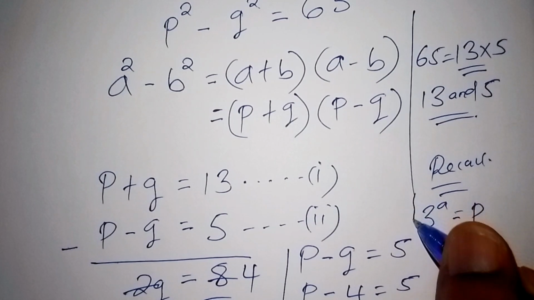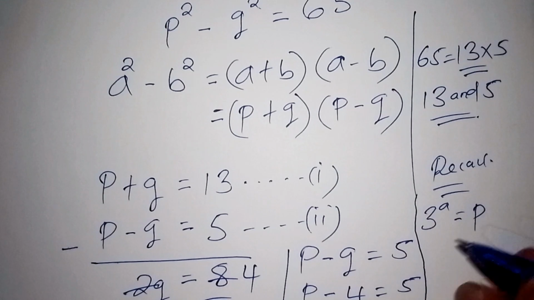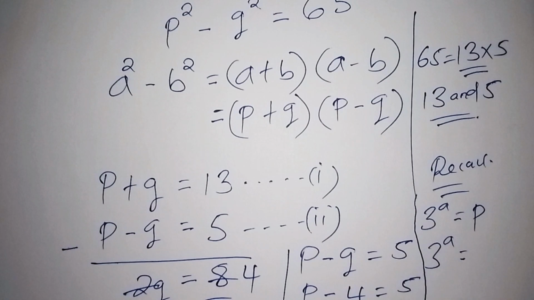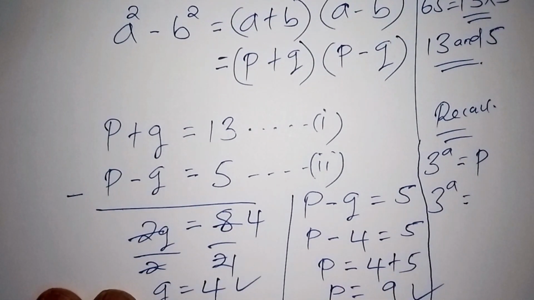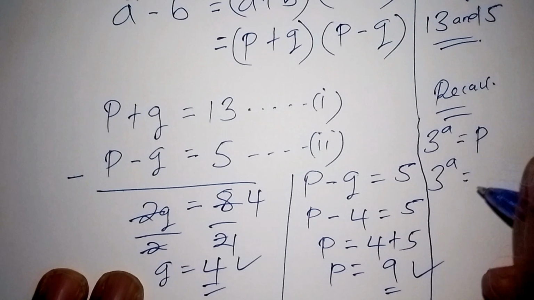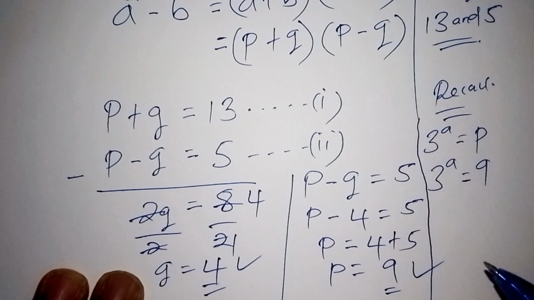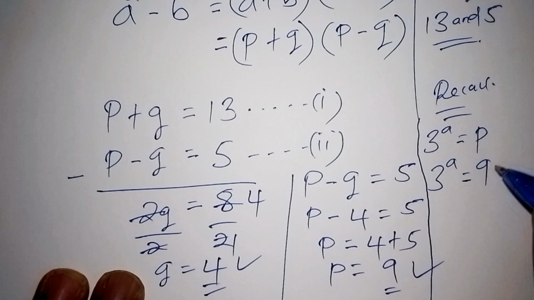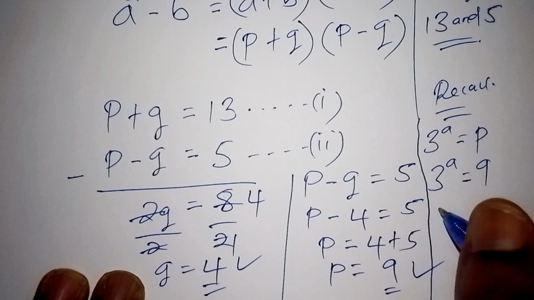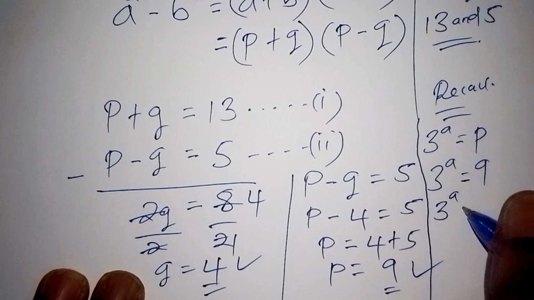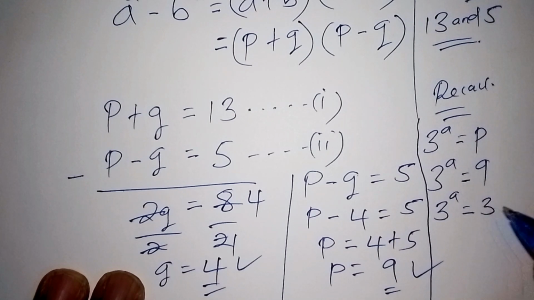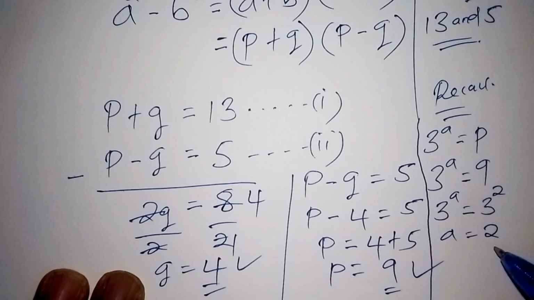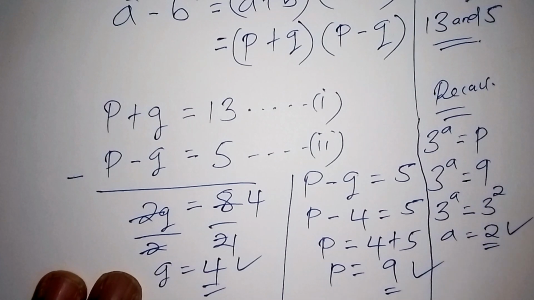So now we have 3 to the power of a, and our p is 9. So 3 to the power of a is equal to 9. How do we get the value for a? We express this 9 to the base of 3. So we shall have 3 to the power of a equal to 3 to the power of 2. So now our value for a shall be 2. So the value for a is 2.